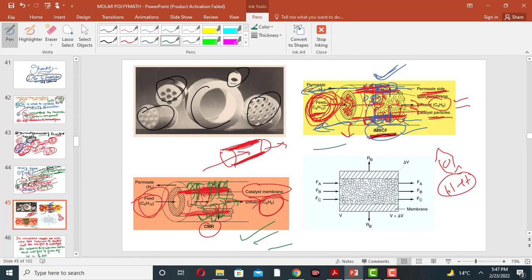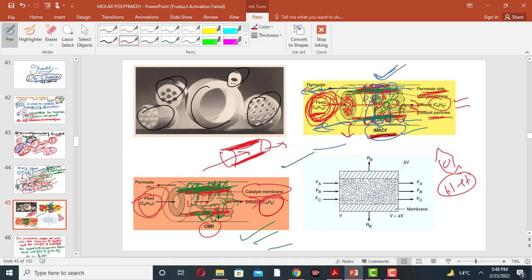Here the membrane is made of catalyst. But here the membrane surface is not made of catalyst; the catalyst particles are present inside the membrane. Remember, this is the difference.